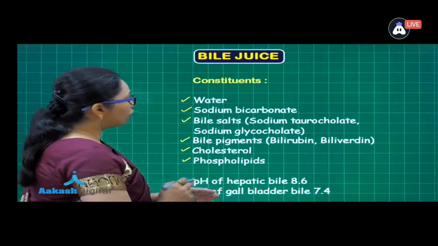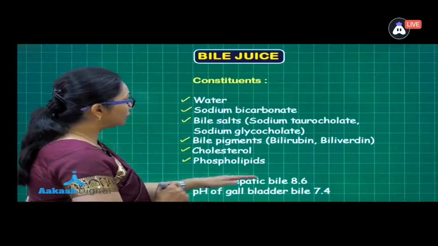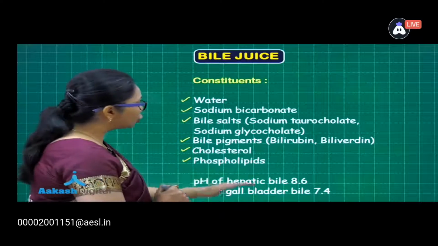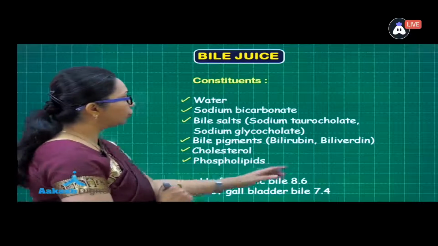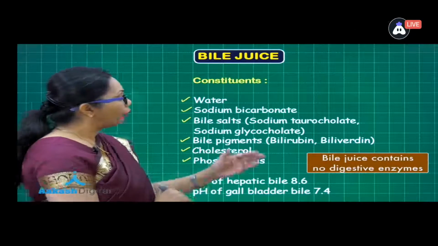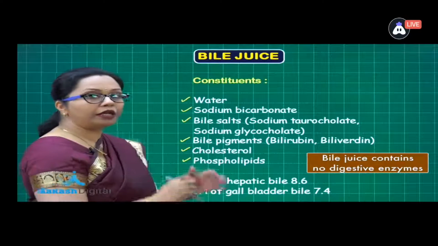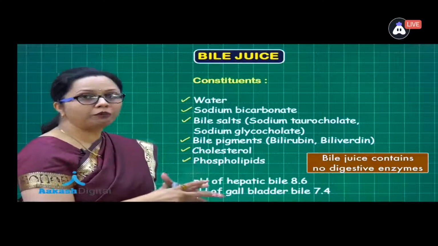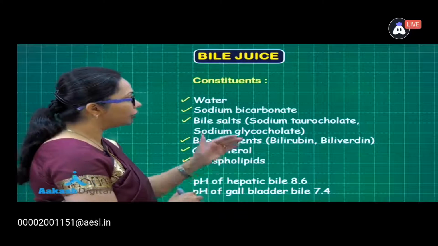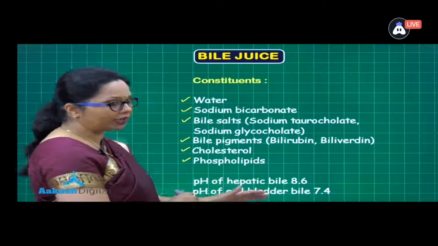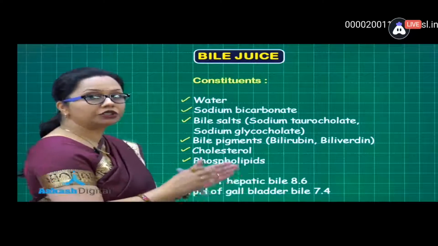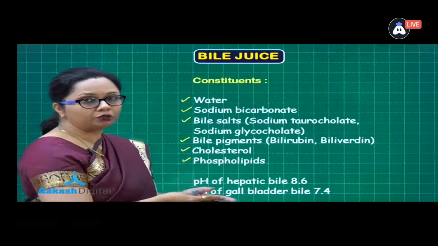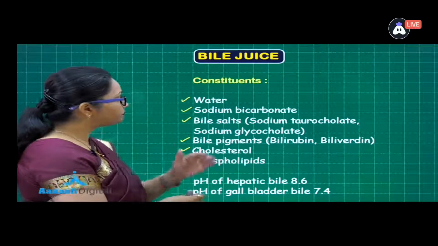Now the pH of this bile juice when it comes out of the liver, that is the hepatic bile, is 8.6. But when it is stored in the gallbladder, that pH is reduced to 7.4, because when it is stored in the gallbladder, it is concentrated as well as acidified. There is addition of some hydrogen ions in it, so the pH decreases, although it still remains alkaline. And from the gallbladder there is a cystic duct, and this cystic duct will transport this bile into the bile duct.